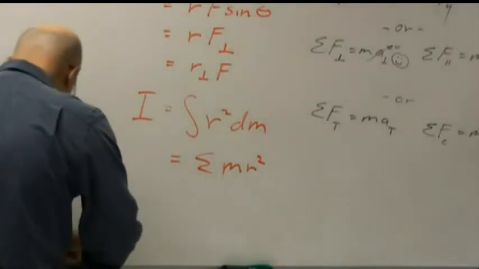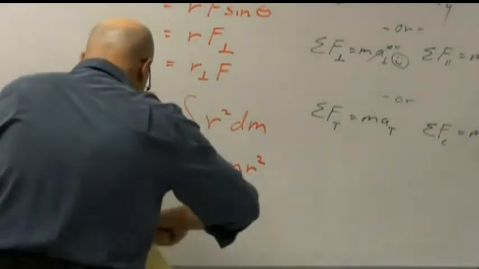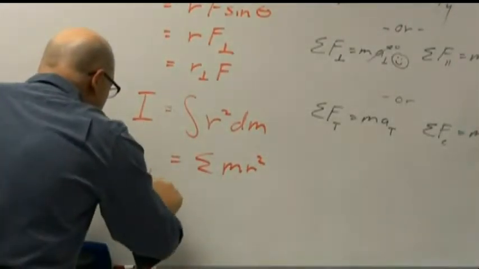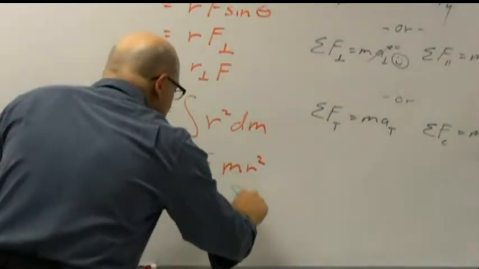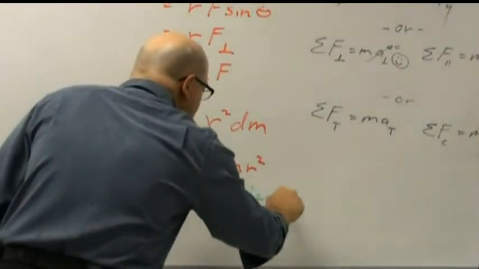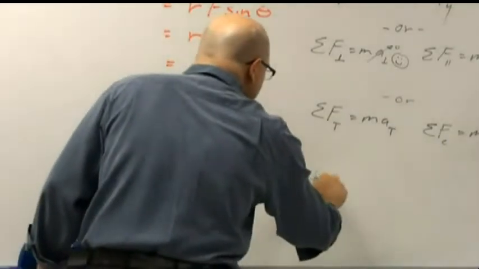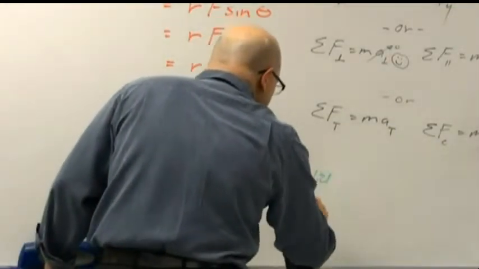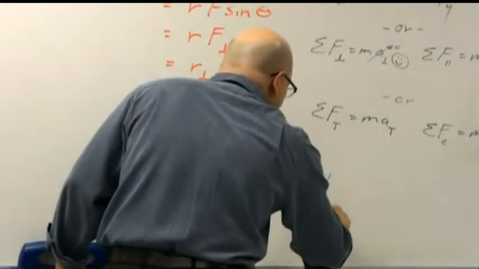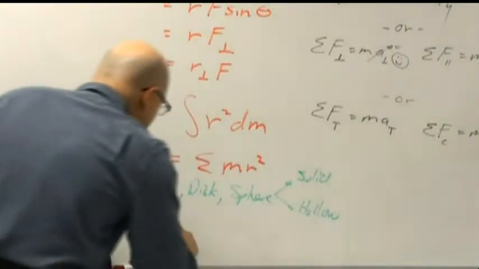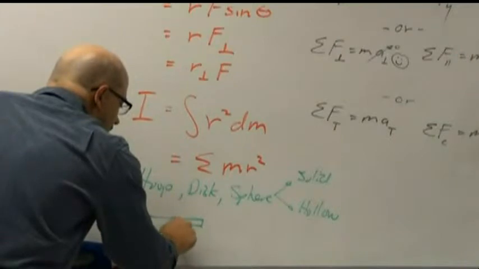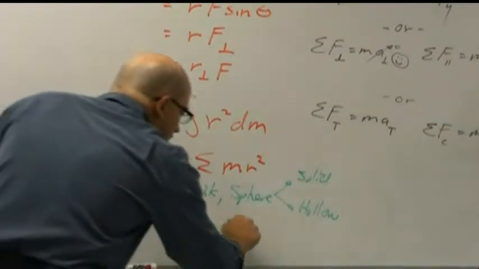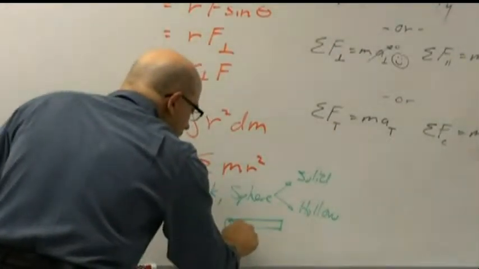Remember we have, what are the shapes? Okay, we got hoop, disc, sphere, both solid and hollow. And a bar. And then a bar in the middle and a bar at the end. Okay?